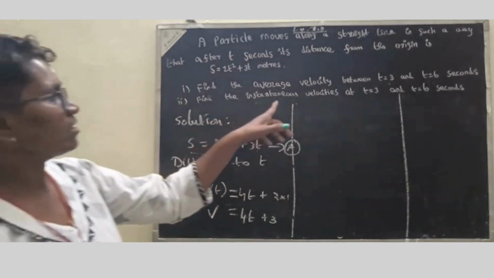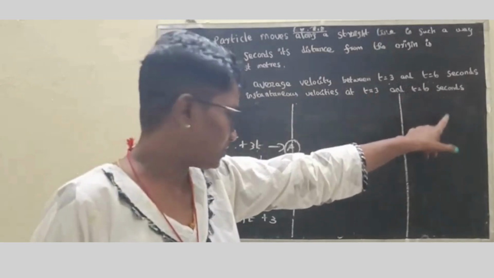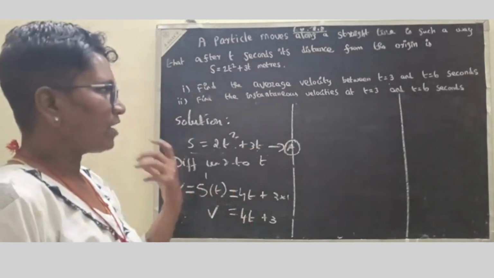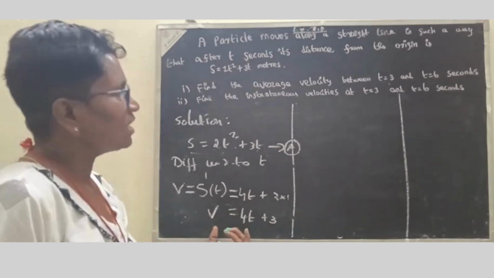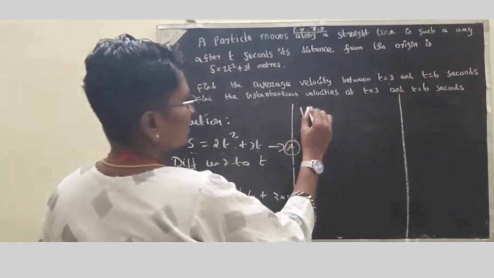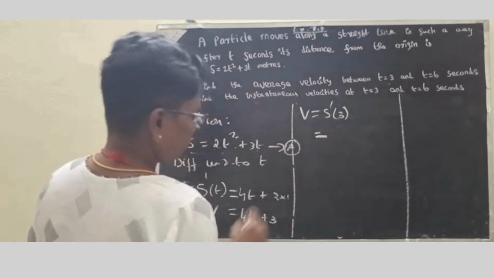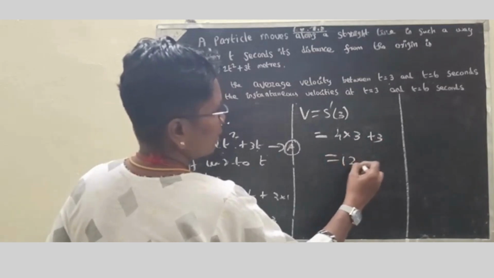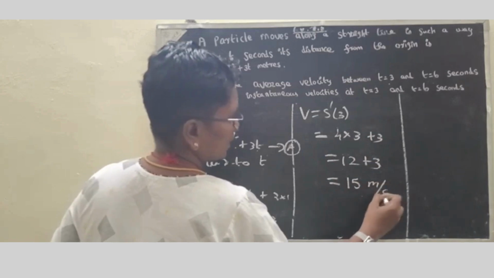What they have asked is to find the instantaneous velocities at t equal to 3 and t equal to 6. So we have to find the velocity at particular times using v equal to 4t plus 3. In this equation, we substitute t equal to 3 and t equal to 6. So s dash of 3 is equal to 4 into 3 plus 3, that is 12 plus 3, which is equal to 15 meter per second.